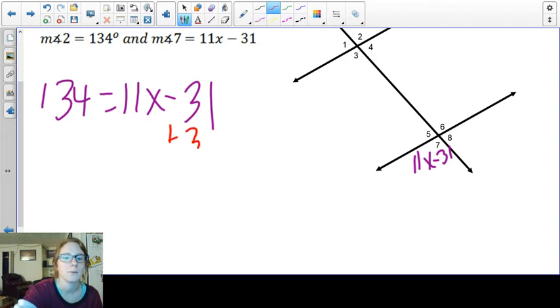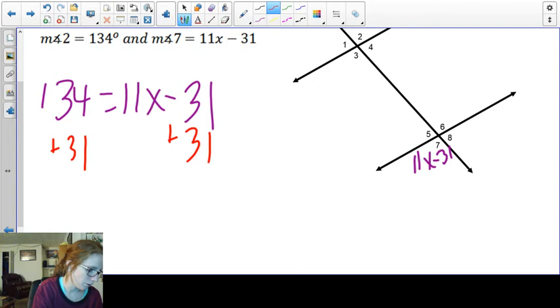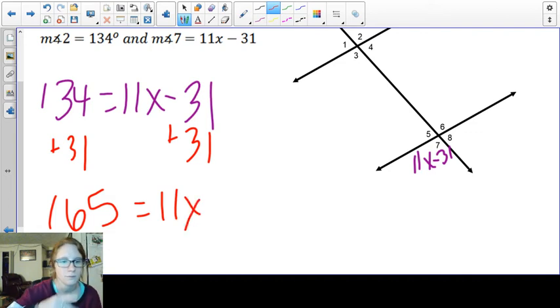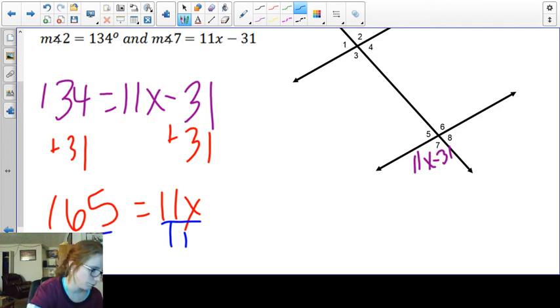I'm going to add 31. So I have 134 plus 31, which gives me 165. Divide both sides by 11. x is equal to 15.